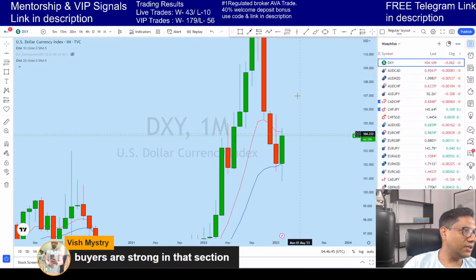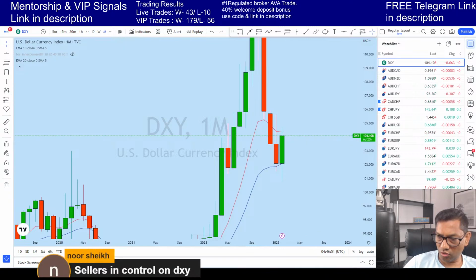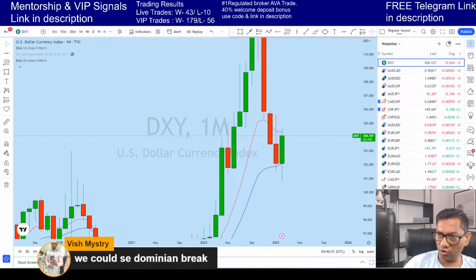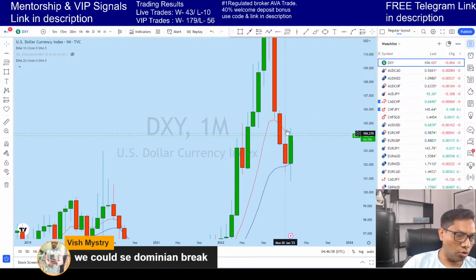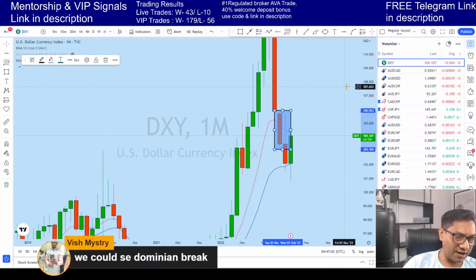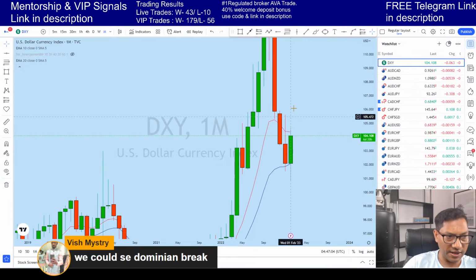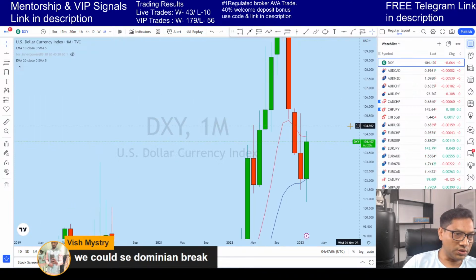Now you can see that this is the monthly, sellers in control on DXY. Absolutely, Fish, awesome, thank you very much. You see that in this zone, inside this box is basically seller in control, and there is also an imbalance in that zone. You can see why seller is in control.